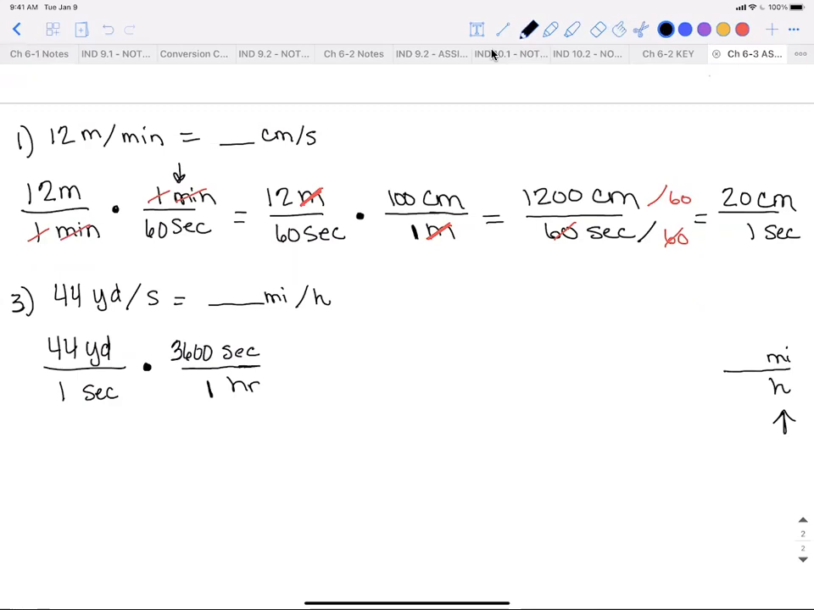60 times 60 is 3,600. Now, what cancels out? The second and the second cancel out. That's it, right? My hour and my yard are still hanging. So I'm going to multiply. First, you're going to multiply 44 times 3,600, and we get a really big number, but that's okay.